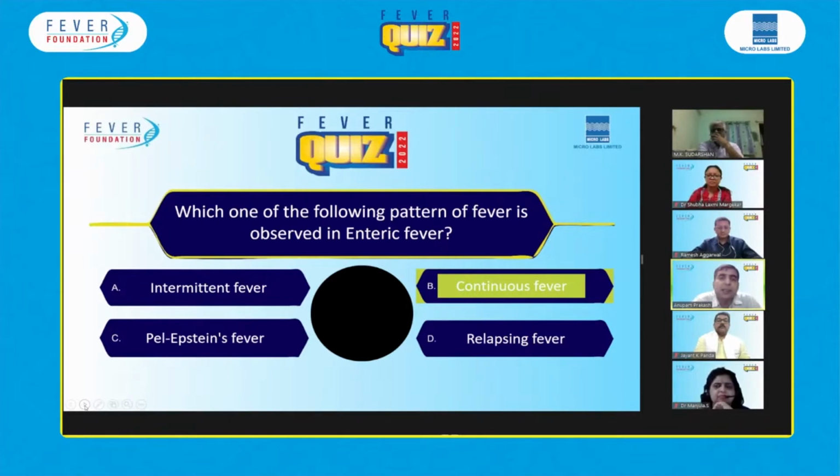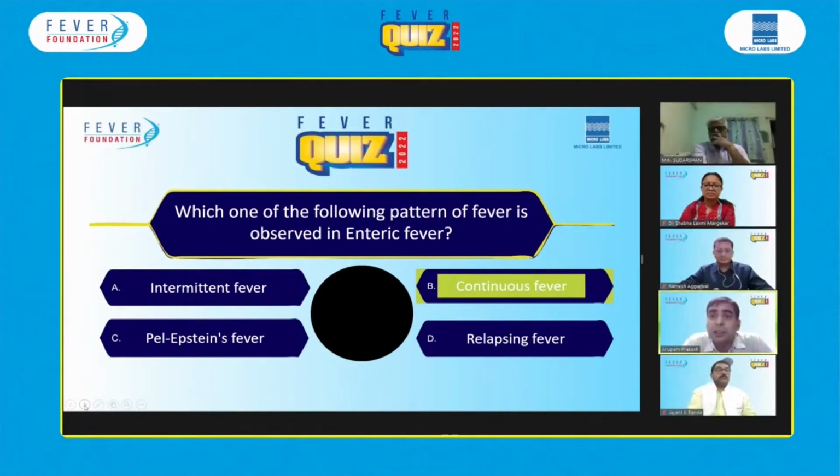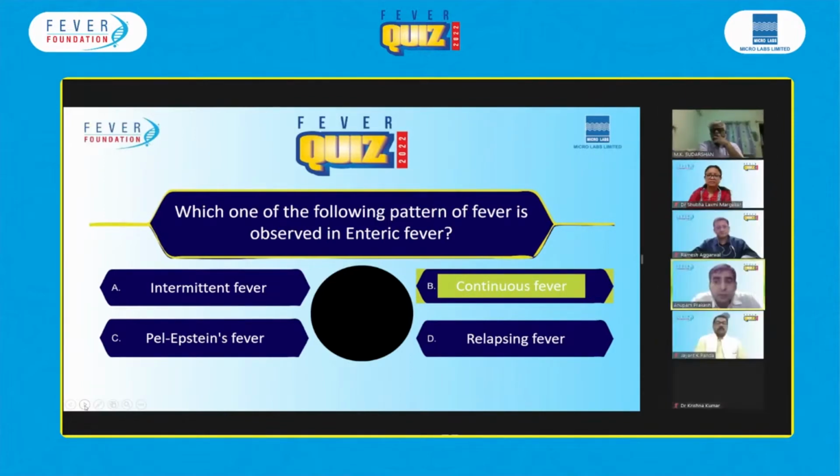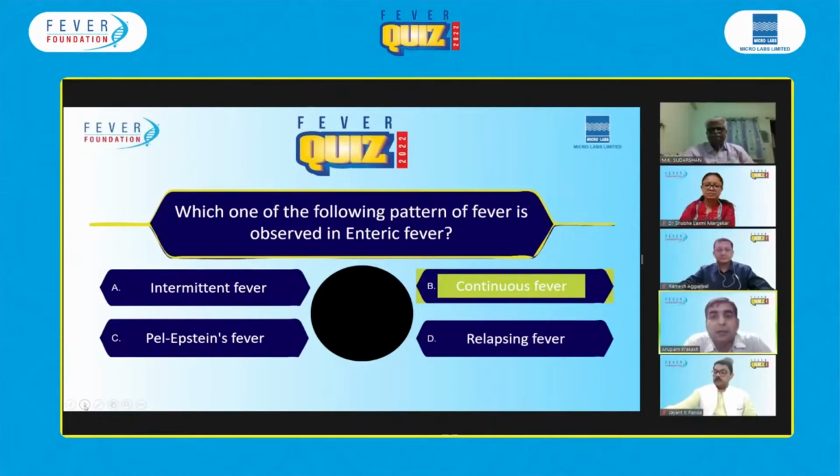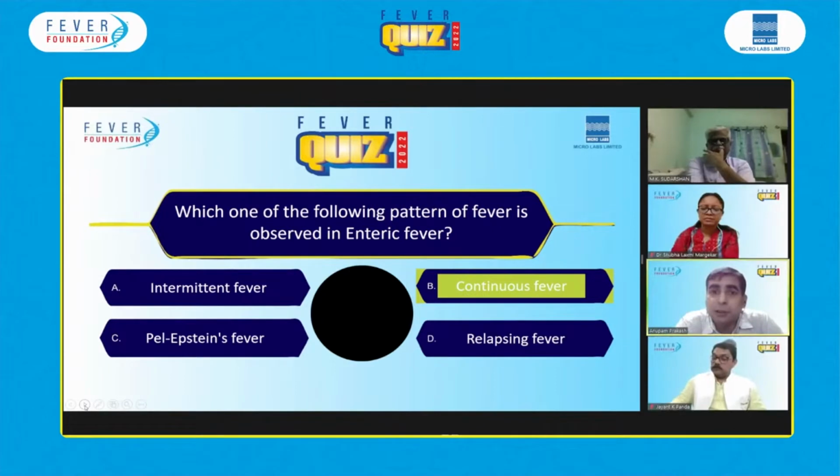But yes, characteristically in enteric fever, it is continuous fever, and there is a specific pattern also. After continuous fever, it is a step ladder fashion. So that is very, very important. Intermittent fever is, yes, you have intervals of freedom. So you will have fever which touches the baseline, and relapsing fever is you will have fever on some days and there will be a gap. You will not have fever on some days. And Pel-Ebstein fever, that is a very common MCQ that comes. It is fever that is characteristically described with Hodgkin's lymphoma.